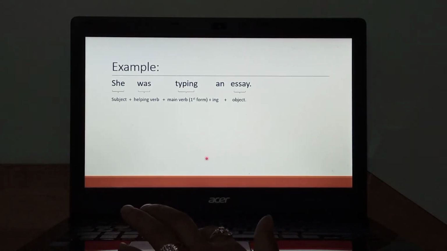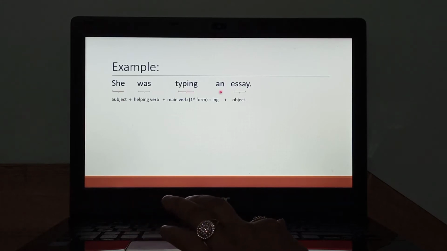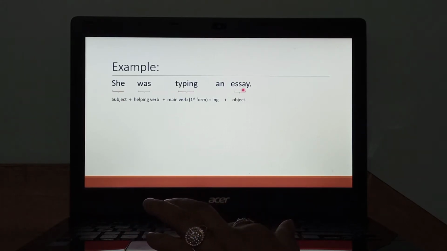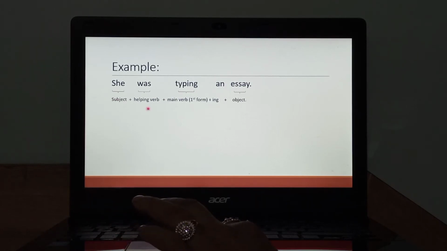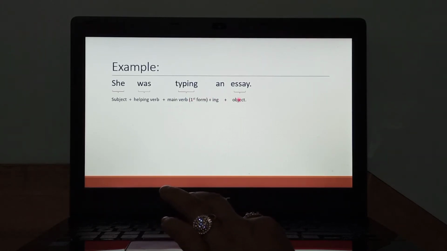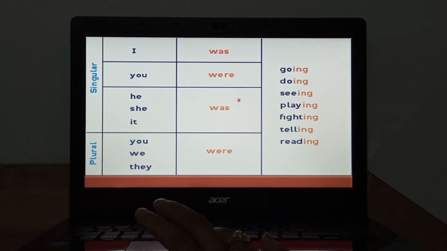Example, she was typing an essay. Here she is subject, was is helping verb, typing is main verb. Then we put here object. Look at this structure.